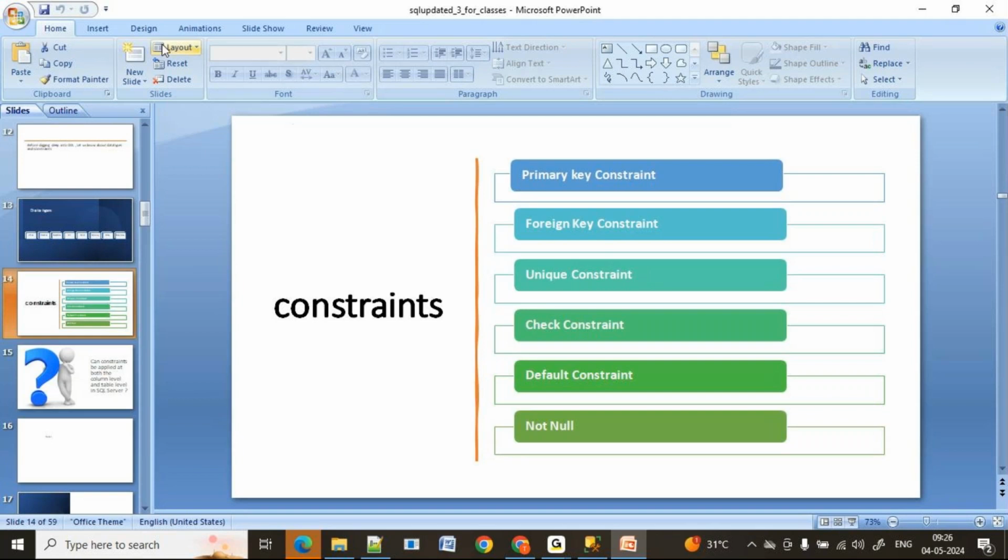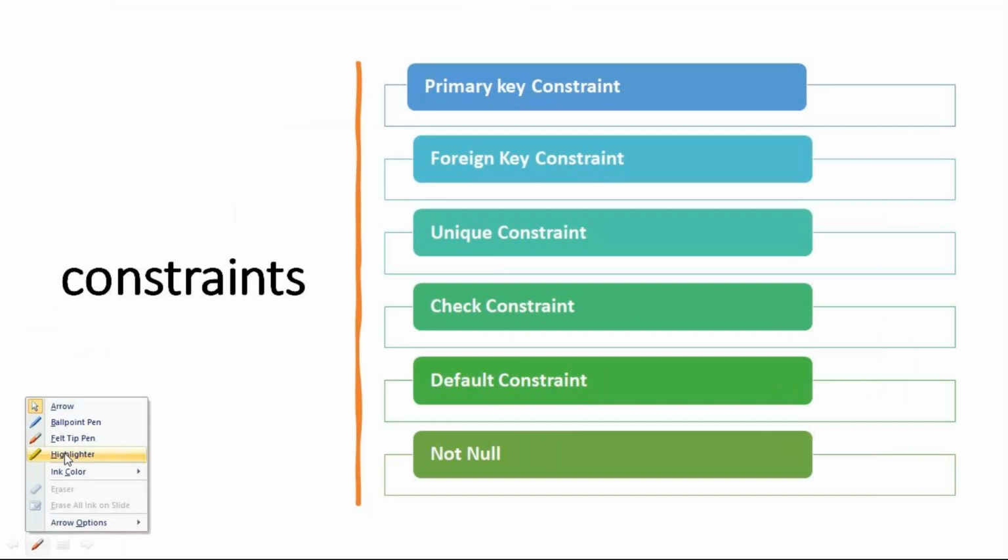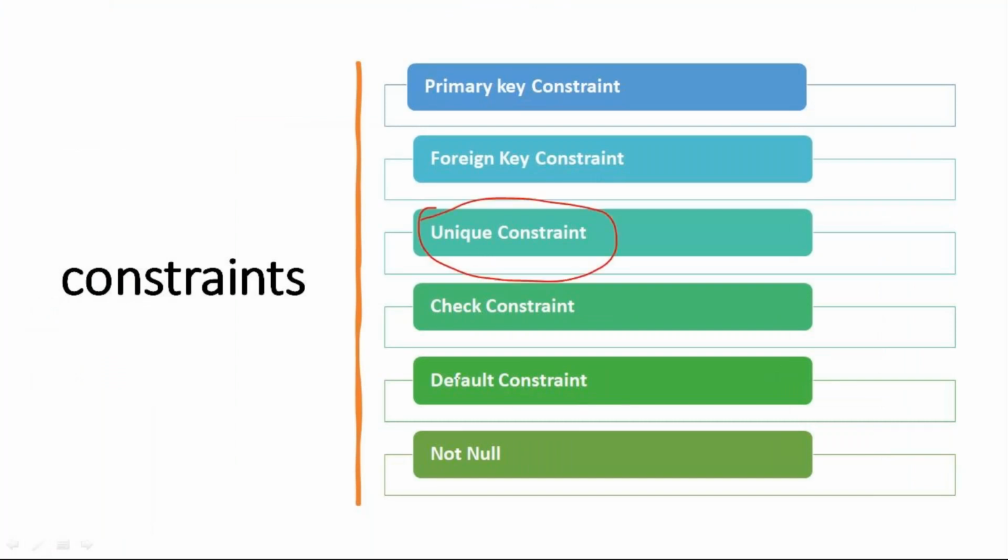So the combination of unique key constraint and not null, together we call it a primary key.